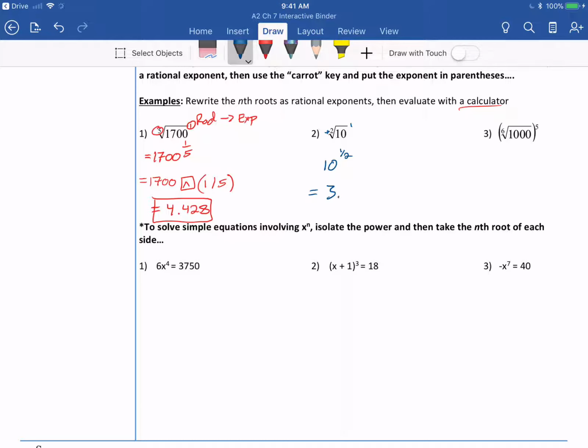I have 3.162. All right, awesome. Now this last one, you put 1000 to the 5/6. So the 6th is the number that's out in front, so that goes in the denominator, and the 5 goes on the top. So 1000 to the 5/6 is going to be 316.228 is what it simplifies to.